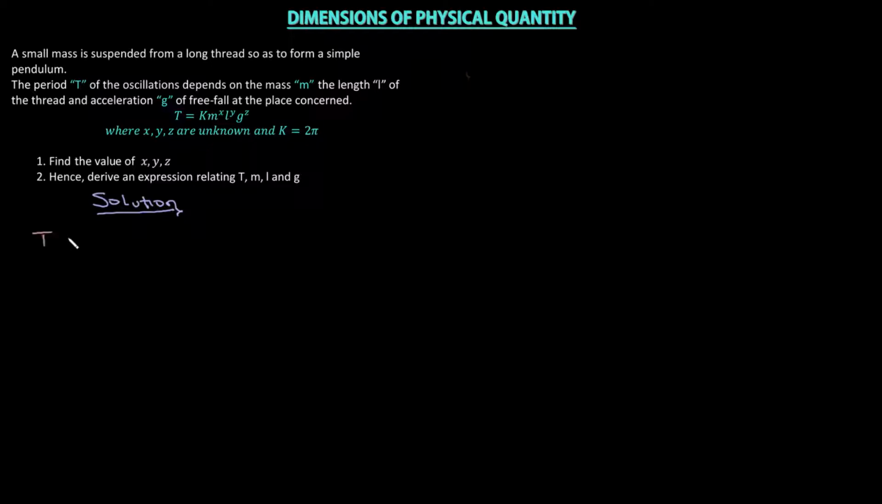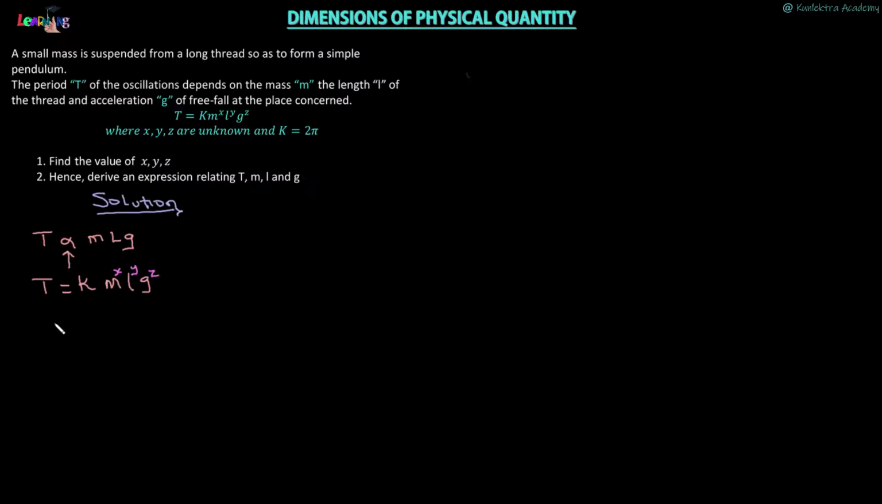Period T depends, which means it's directly proportional to mass m, length L, and g, acceleration. Now T is directly proportional to m, L, g. When you remove the proportionality sign, you have T equals k, m, L, and g, which carry particular indices of x, y, and z. These are unknown. We still don't know how the formula is going to be formed.